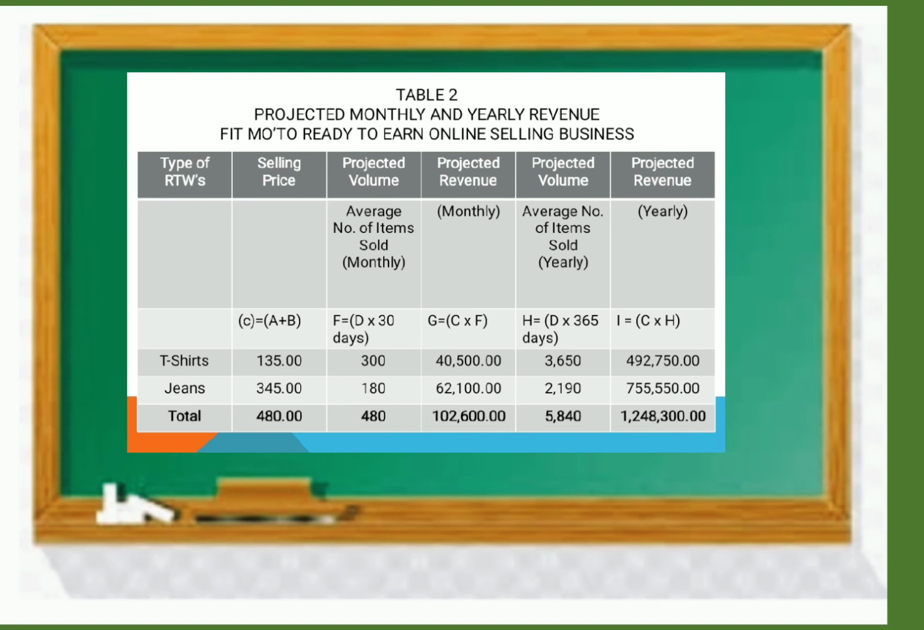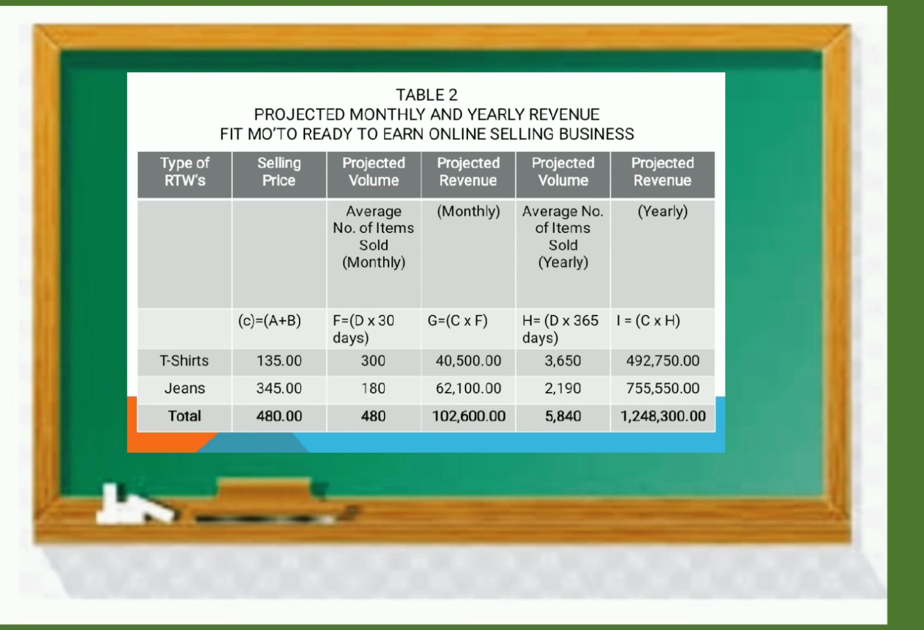So your projected volume for that is 3,650. Pila man imong monthly, you have to multiply that one and then you come up into a 492,750 pesos. The jeans 345, 180 sa monthly 62,100. Average number of items sold is 2,190. So you have to multiply that one, 755,550. So the total of projected revenue for the year is 1,248,300 pesos. So you have to follow lang the projected table that we have.